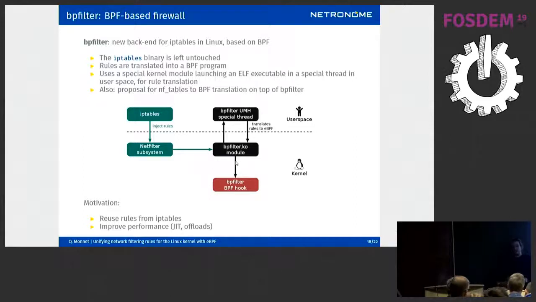It changes in terms of performance, but you would keep IPtables rules here, sent to the Netfilter subsystem that communicates with the specific BPFilter.ko module, which is a special kind of module that has a component launched in user space. So you would actually have rule translation in user space. That's BPFilter UMH. I think that's user module helper or something like this. And then you get the rules back as a BPF filter in the kernel, and then you attach this.